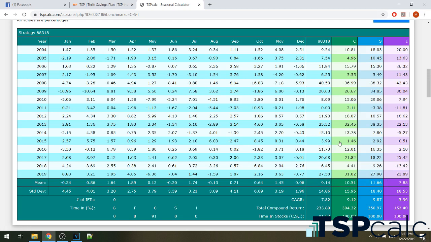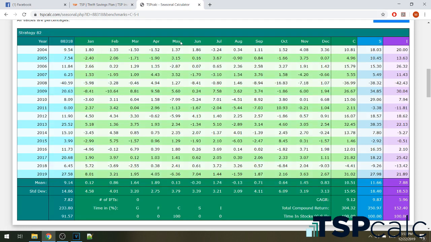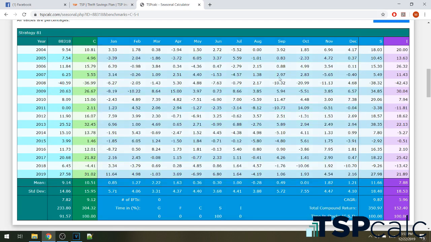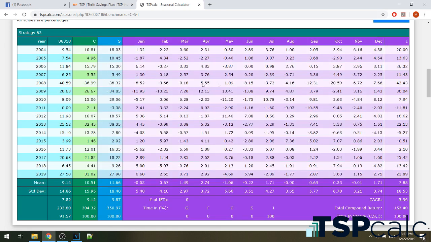Now, here's another thing I want to show you. If you click on these benchmark columns, it'll show you the monthly returns. Right now, we're looking at the monthly table for 88,318. If you click on this column, then it will show you the monthly returns for C fund buy and hold. And if you click on this one, then it'll show you the same thing for S fund buy and hold. And if you click on this, then there's I fund buy and hold statistics. Okay.